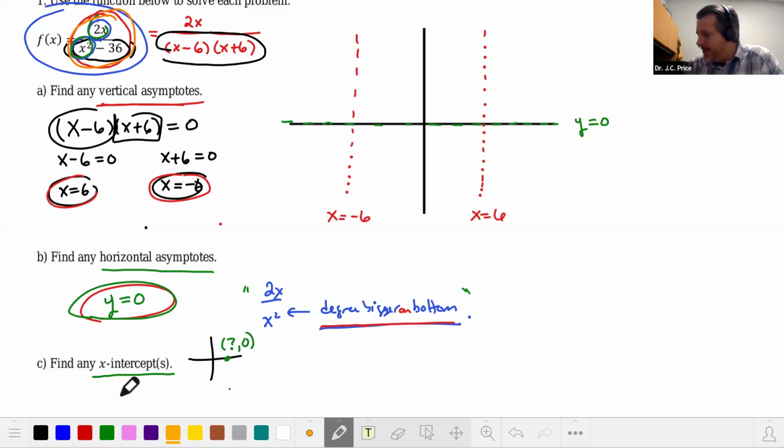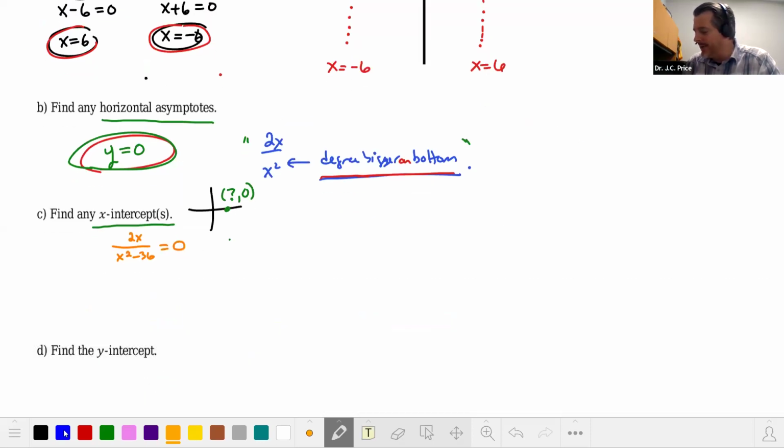So I take that function, 2x, divided by, and you can take the factored form if you want, although it's not going to matter, x squared minus 36, and I set it equal to 0, so there's the first step. And now I have to solve a rational equation, right? So how do you solve a rational equation? We just clear the denominators, but these are always very nice.